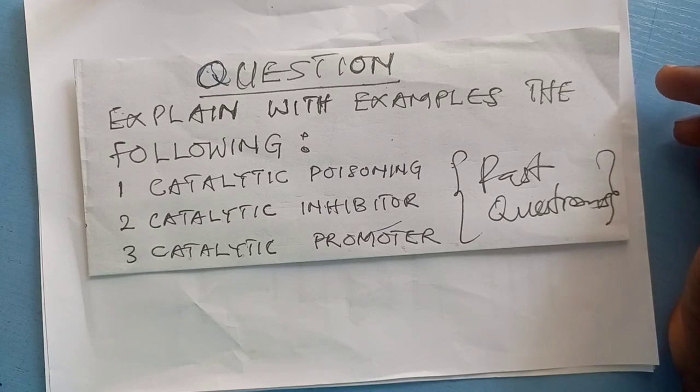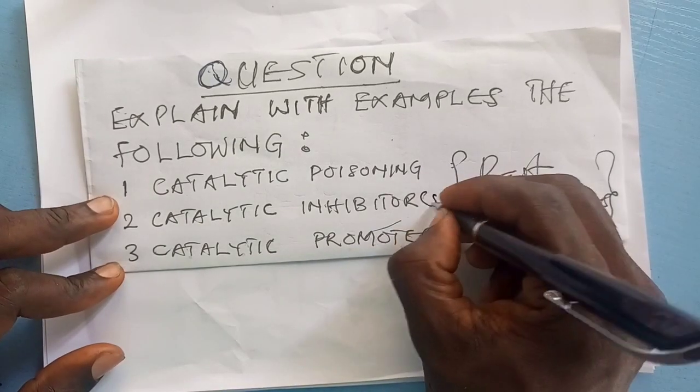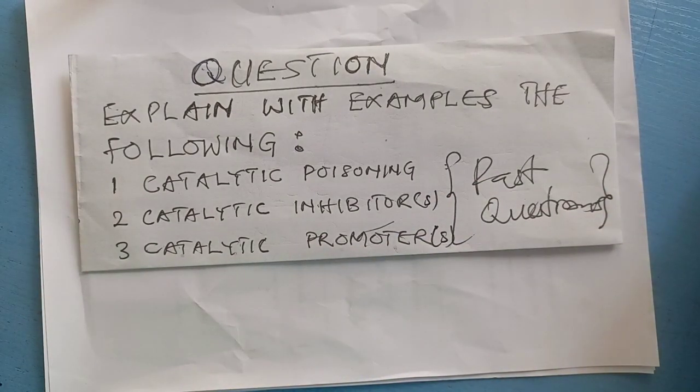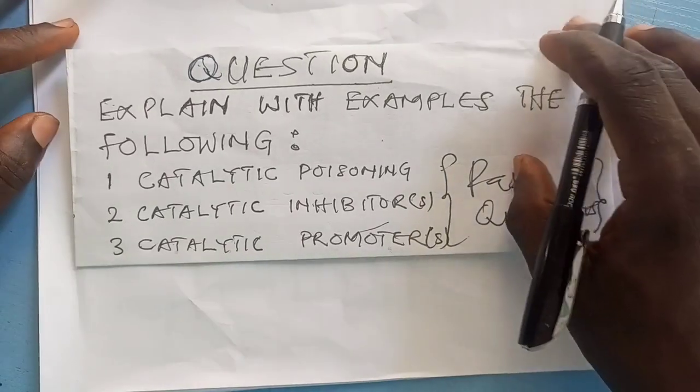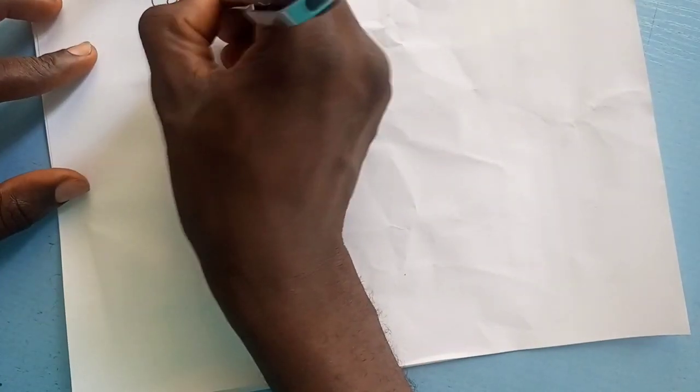In any way they ask the question, they may say catalytic poison or poisoning. It is also called poison, or catalytic inhibitor, also called inhibitor, or catalytic promoters, or you call it promoters. Promoter or promoters, as the case may be. Now, let's do justice to each of them. Let's talk about catalytic poison.